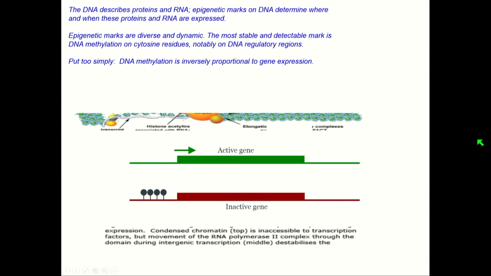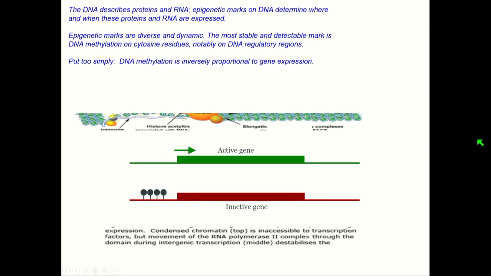Don't worry about it. So, DNA describes proteins and RNA, and the non-coding epigenetic marks on the DNA determine when and where genes are expressed. Now, most epigenetic marks are diverse and dynamic. I'm not going to go into the vast majority of them because they are so complicated that they are currently, with a few honourable exceptions, too difficult to interpret for clinically actionable situations.